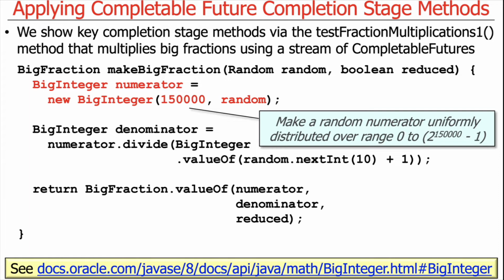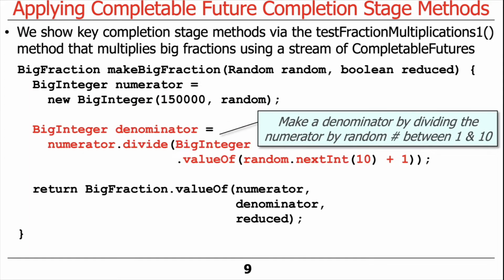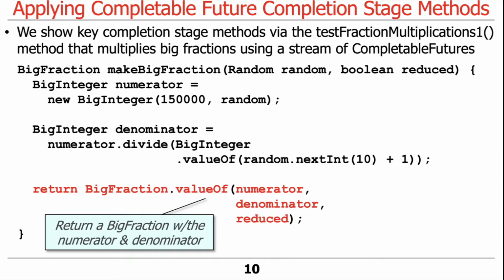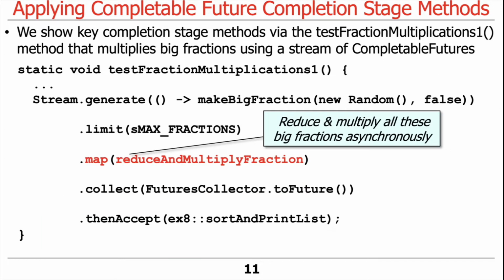So we get an absolutely gigantic numerator. Then we make a denominator by taking the numerator and dividing it by a random number between 1 and 10. That, of course, will be a smaller number, so that is our denominator. Then we use the valueOf factory method on BigFraction to combine the numerator and denominator together to make a BigFraction. And we pass in the reduced flag, which indicates whether or not we want to reduce this. In this particular case, as you'll see, we pass in a false flag, so that will not be reduced.